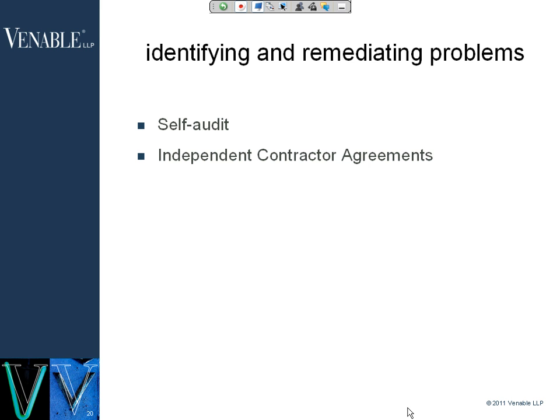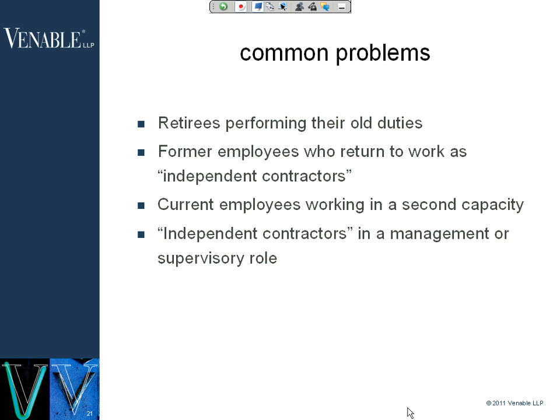We've talked about throughout the day a couple of the common problems that we see, or the issues where these arise. The retiree who's really just throttled back a little bit, largely performing the same duties in the same position, but for convenience or because they've relocated and we don't want to have to register to do business in another state, we just call them a 1099 independent contractor. Similarly, the former employees at lower levels. Current employees working in a second capacity.